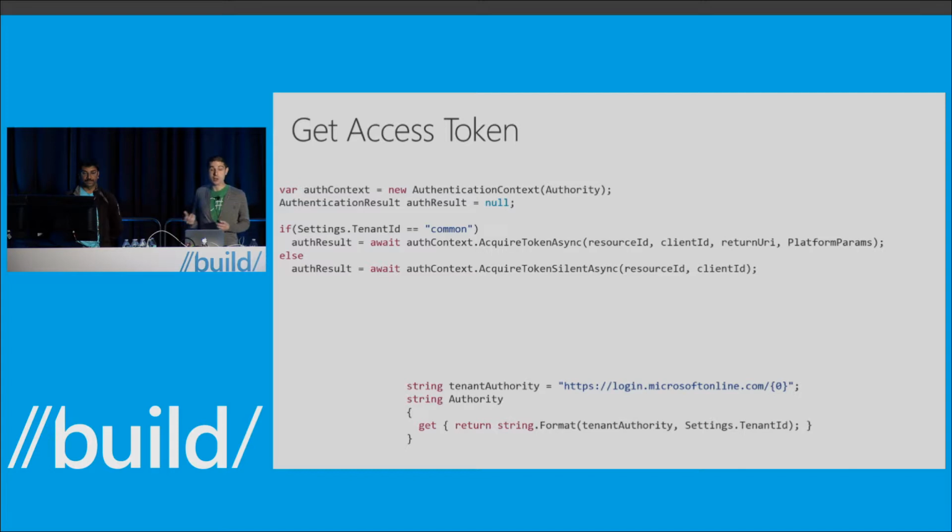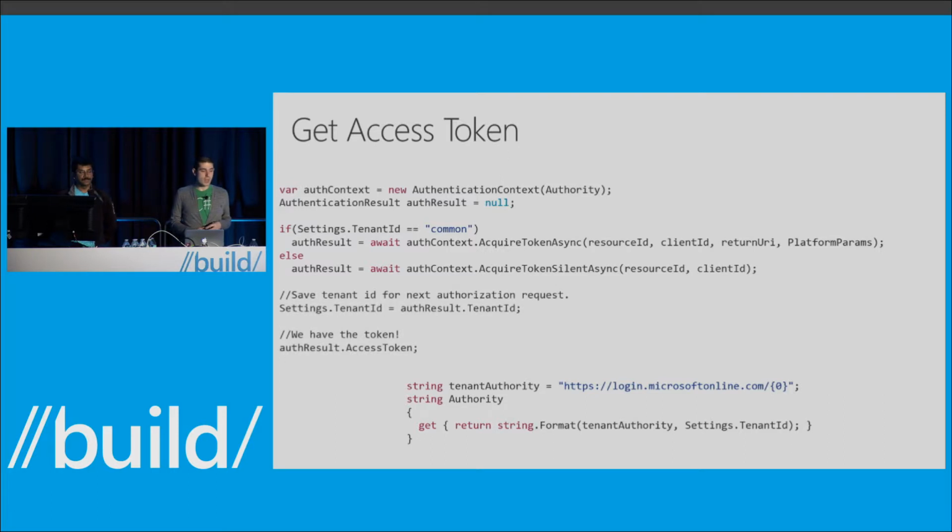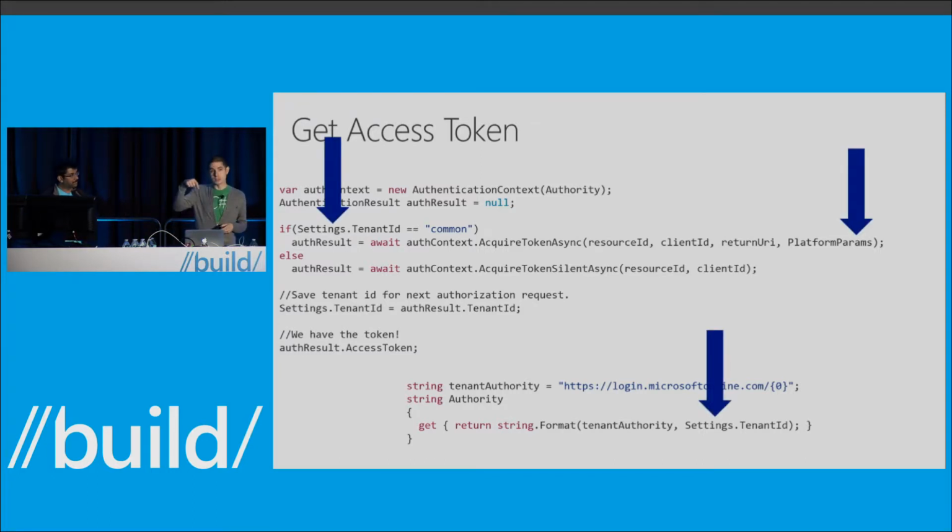Here, I'm going to check to see if my current tenant ID is common. If so, acquire that token async, so it'll prompt the user. Else, you can do it silently, because it'll automatically handle the refreshing for you as well. And then when that returns, all async await, I get my ID back and my access token, and I'm good to go. Now, of course, you may be wondering, though, what's this stuff?